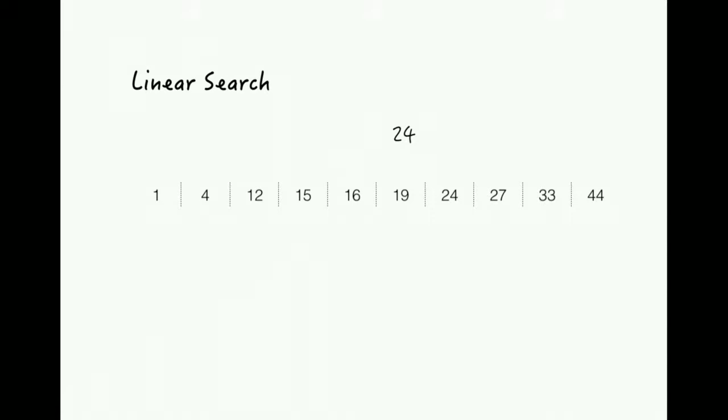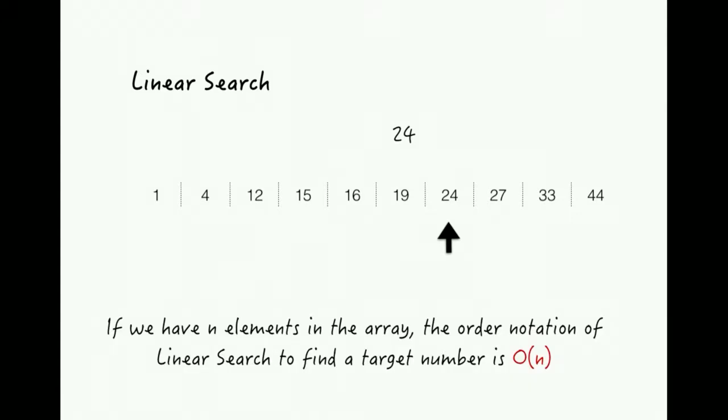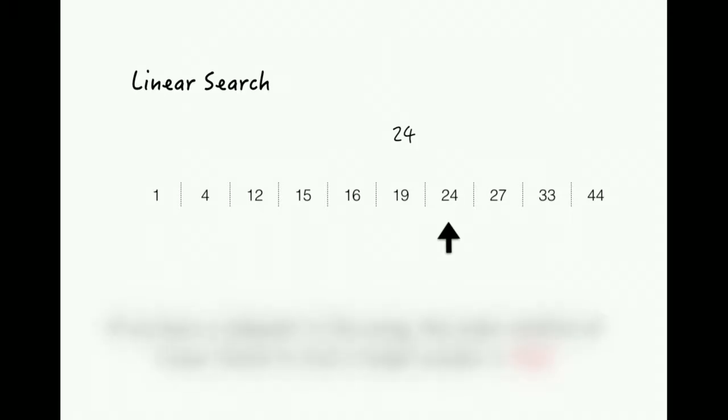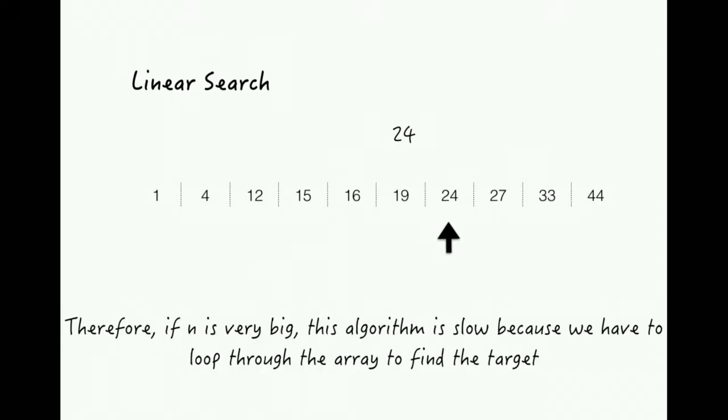What linear search does is compare every digit in this array from start to end, one by one, until it finds the target number. If we have n elements in this array, the order notation of linear search is O(n). Therefore, if n is very big, this algorithm is slow because we have to loop through the array. So, how to make it faster? Here comes the binary search.